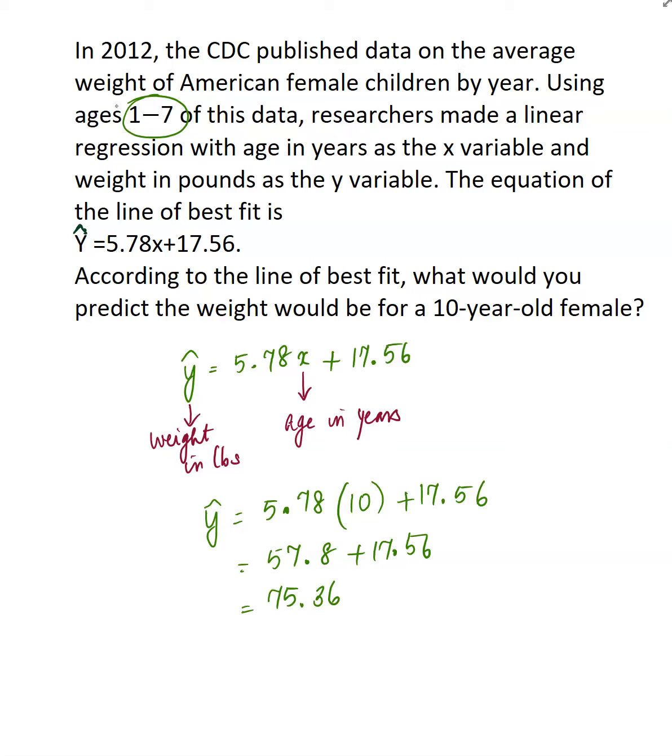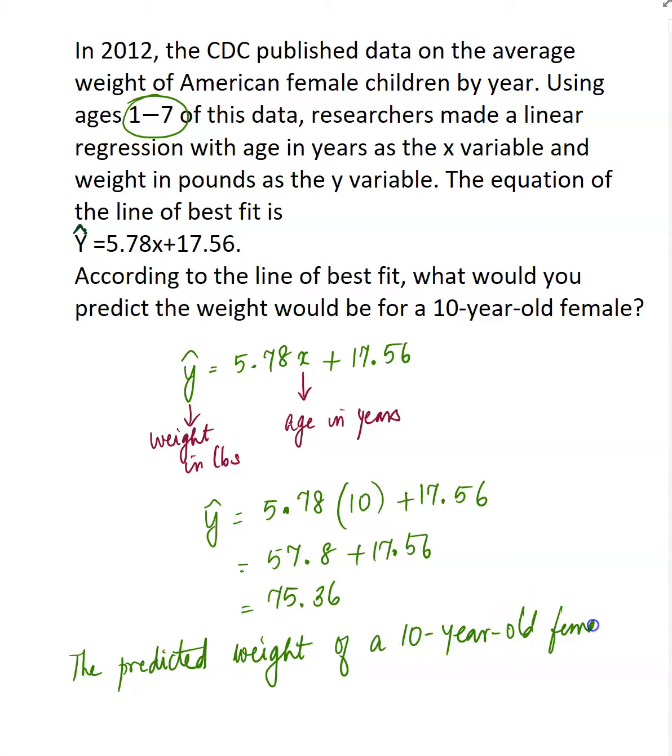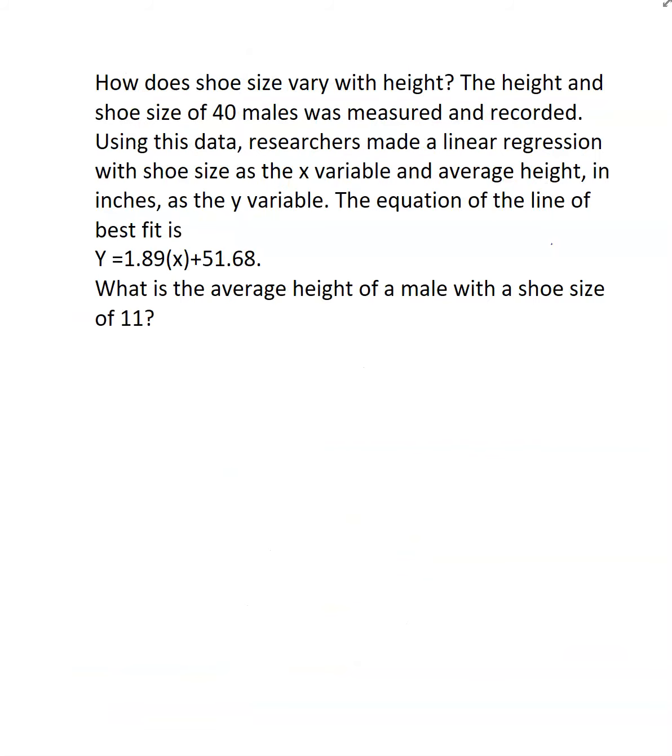Now, is it reasonable for a 10-year-old child to weigh 75 pounds? Okay, that's reasonable. So we say the predicted weight of a 10-year-old female is 75.36 pounds. We'll look at another example.